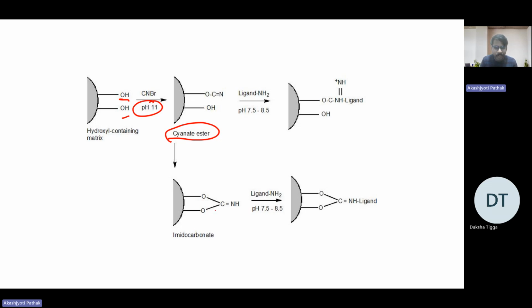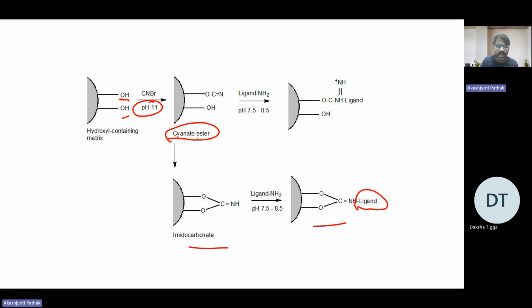Then this imidocarbonate can form. So this ligand will have a free amine group. This free amine group will react with this imidocarbonate, and you will get this receptor or this antibody immobilized on the matrix. Or what else can happen? There will be some cyanate ester that will be formed, and some imidocarbonate that will be formed.